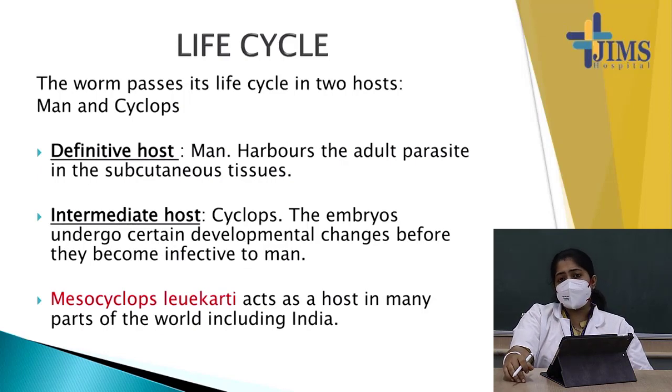Now, if we come to the life cycle, the worm passes its life cycle in 2 hosts, the definitive host and the intermediate host. The definitive host is man and the intermediate host is cyclops. In man they harbor the adult parasites in the subcutaneous tissues, and in cyclops the embryos undergo certain developmental changes before they become infective to man. Mesocyclops leuckarti acts as a host in many parts of the world including India. There are many cyclops, but the commonest is Mesocyclops leuckarti, and it is also responsible for transmitting the infection in India.